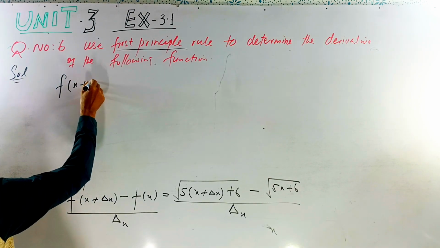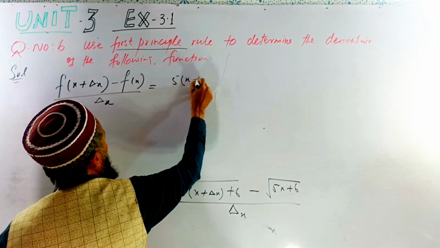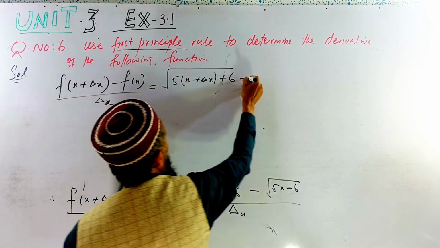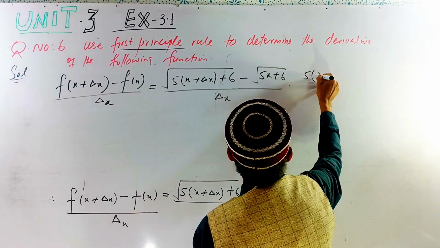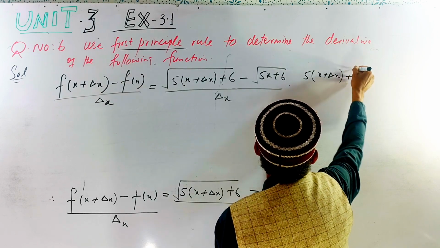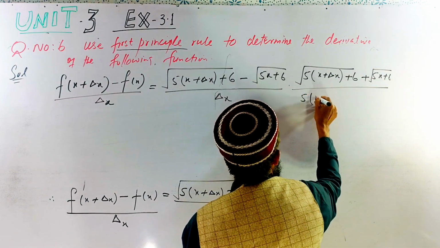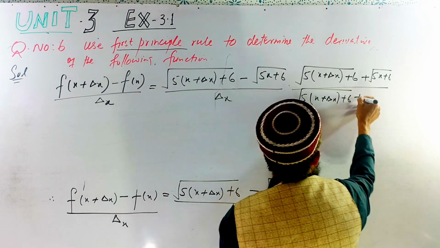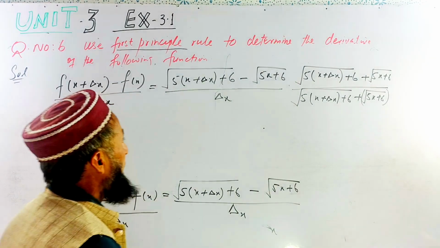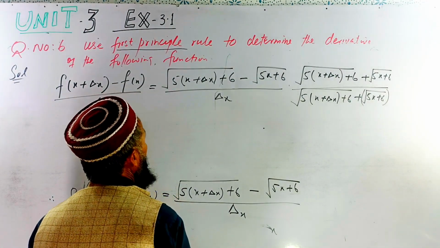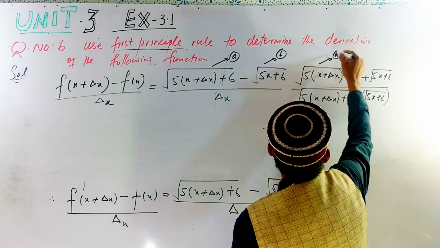So f of x plus delta x minus f of x divided by delta x is equal to the square root of 5 into x plus delta x plus 6 minus the square root of 5x plus 6, divided by delta x, multiplied by the square root of 5 into x plus delta x plus 6 plus the square root of 5x plus 6, divided by the same term. Both are the same, so they cancel each other and we get 1, so there is no effect on the question. Now, according to the formula, we give this term completely the name a, and this term the name b.